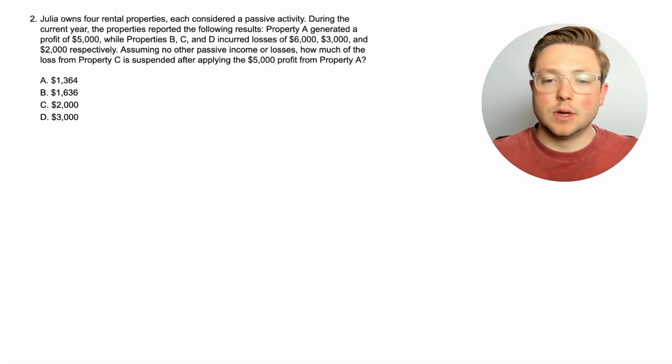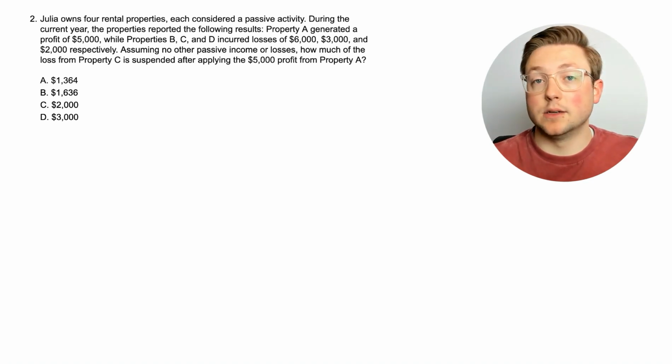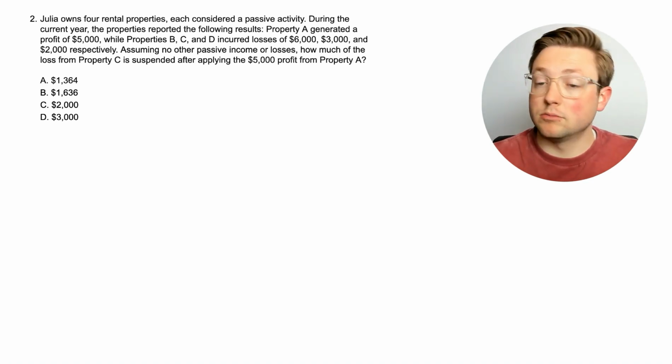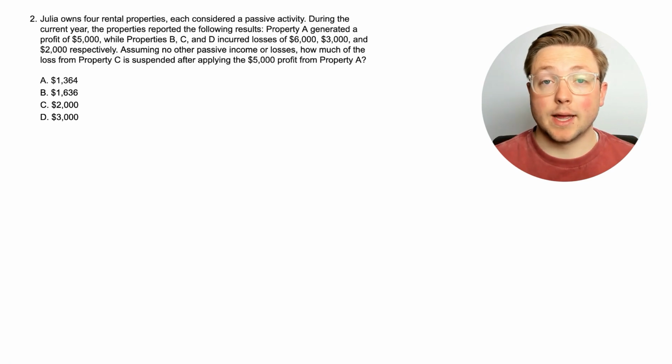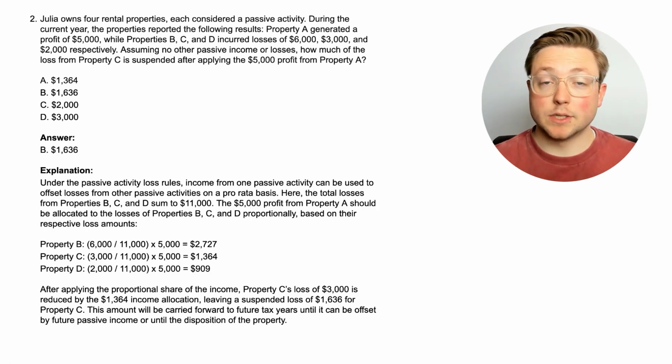Okay, so this question is asking how much of that $5,000 profit is applied to the loss of property C. Now, we don't really know how that works. Is it applied to the first one fully and then whatever's left is applied to the next one? We're not sure. So let's look at the answer to get an understanding. The answer is $1,636 is what's left.